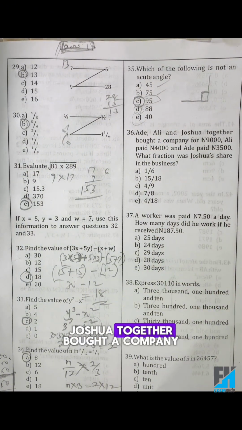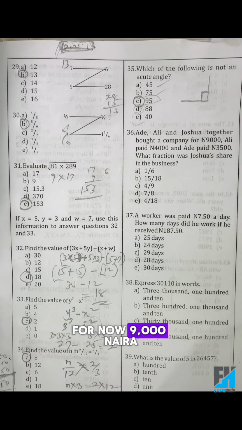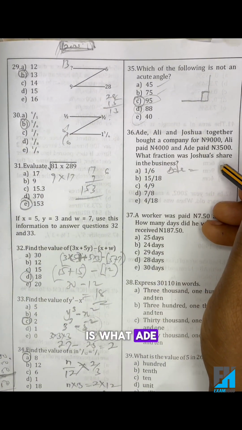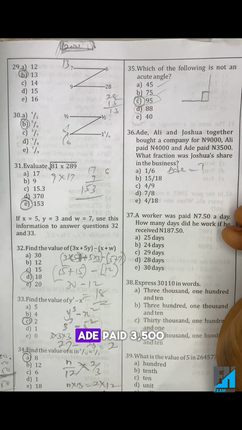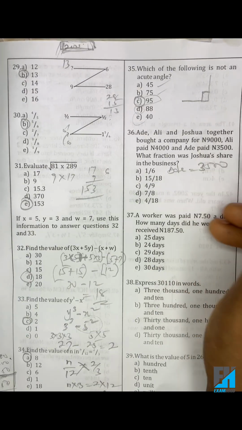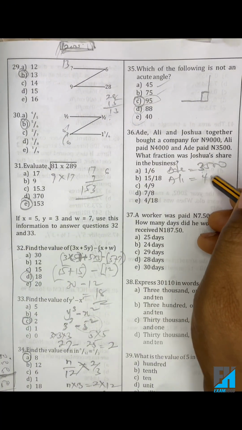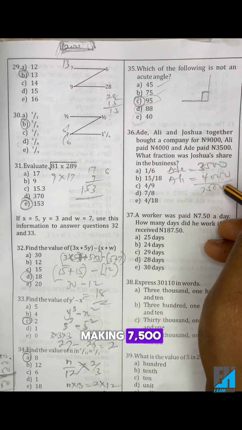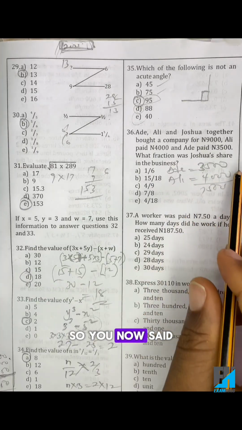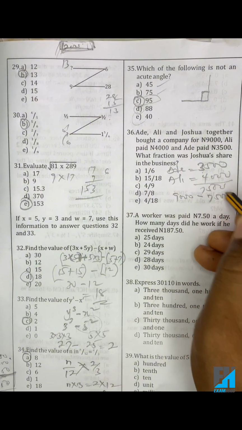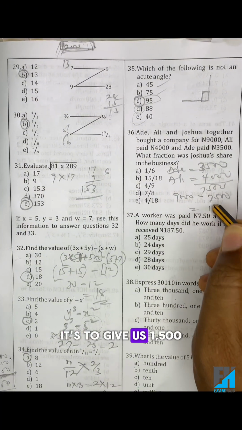Ade and Ali and Joshua together bought a company for 9,000 naira. Ali paid 4,000 and Ade paid 3,500. What fraction was Joshua's share in the business? Ade paid 3,500. Ali paid 4,000, making 7,500. So the total is 9,000 minus 7,500, which will give us 1,500.